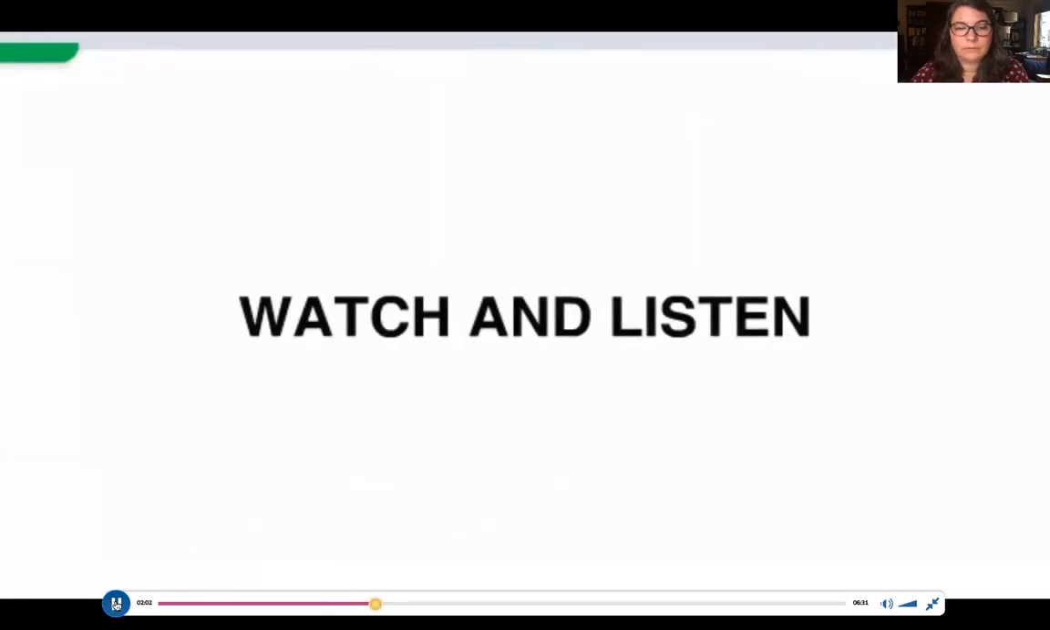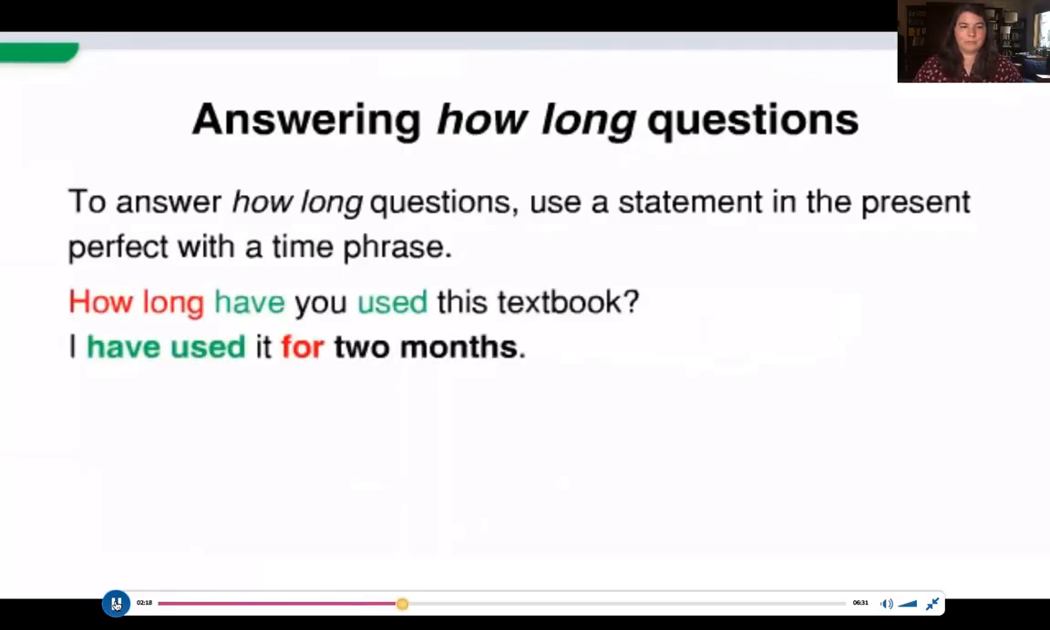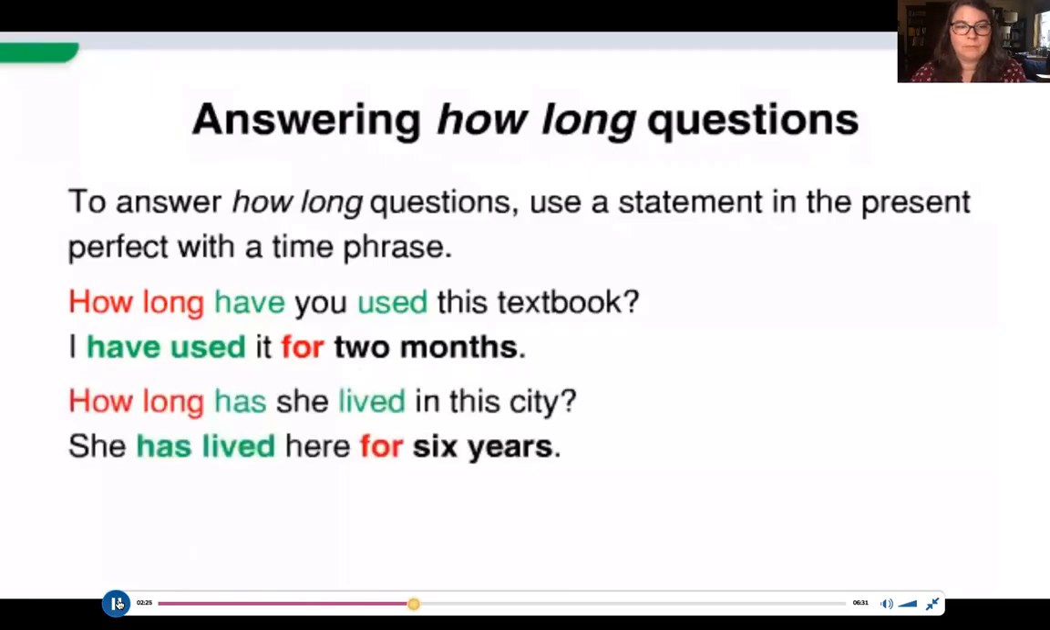Watch and listen. Answering how long questions. To answer how long questions, use a statement in the present perfect with a time phrase. How long have you used this textbook? I have used it for 2 months. Okay, it's I and have, right? Not has. Used is the past participle. It's regular. Used it for 2 months. How long has she lived in this city? She has lived here for 6 years.